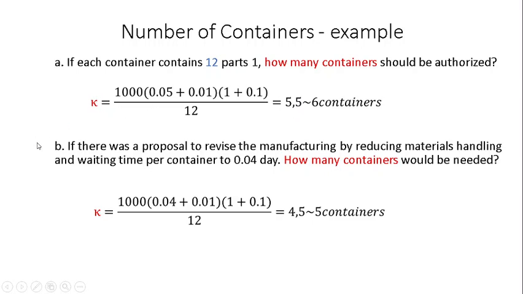In the second question, if we replace those numbers, we see that the required number of containers is equal to 4.5, and again, we select to round it up to 5 containers. So I think that I gave you an illustrative example on how to work the Kanban system and the calculation of the number of containers by using a very simplified example.